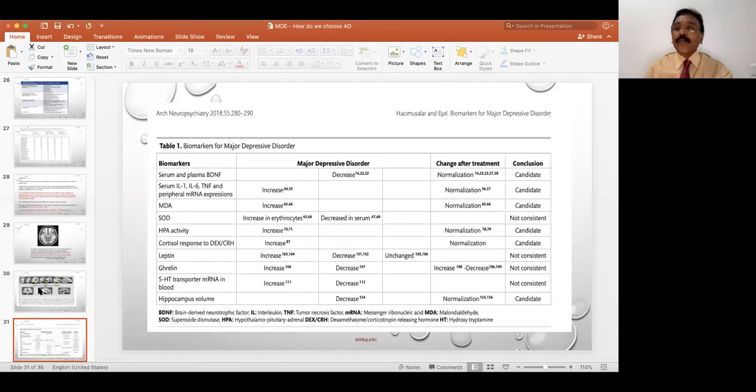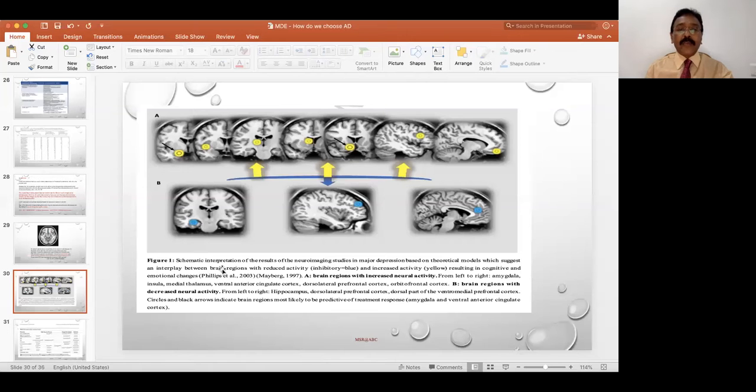There's one more slide also on biomarkers. If you look at this, this is supposed to be slight hyperactivity of mainly the amygdala here. And this is the anterior cingulate gyrus, inferior part of it. This, ventral anterior cingulate gyrus. This hyperactivity is supposed to be, that's what they say, that from this circles and black arrows indicate brain regions most likely to be predictive of treatment response. Most likely to be. So these are all still in the initial research phase, whether it is pharmacogenomics or endophenotypes or any specific thing. We do not have anything very specific on that as of today.